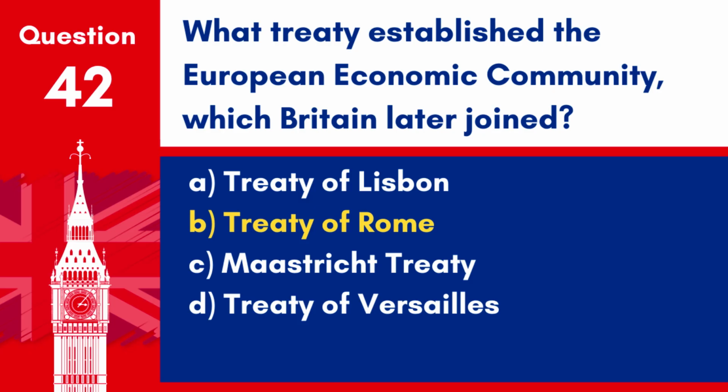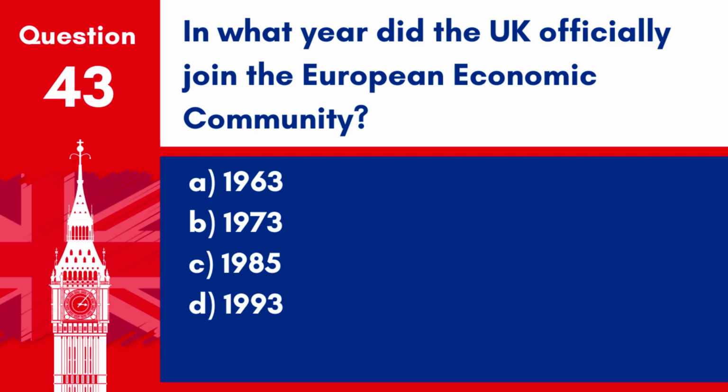Answer: B. Treaty of Rome. The Treaty of Rome established the European Economic Community in 1957, which Britain joined later. Question 43. In what year did the UK officially join the European Economic Community? A. 1963. B. 1973. C. 1985. D. 1993. Answer: B. 1973. The UK officially joined the European Economic Community in 1973.